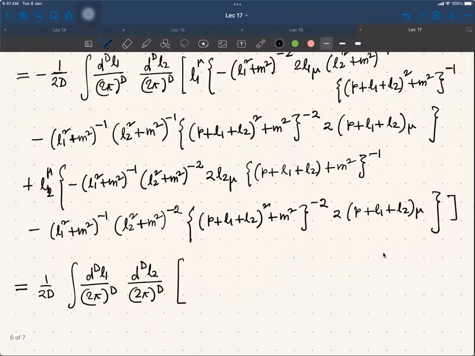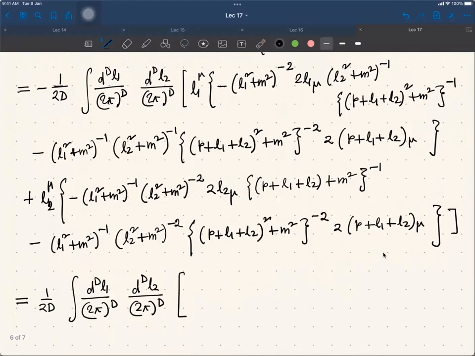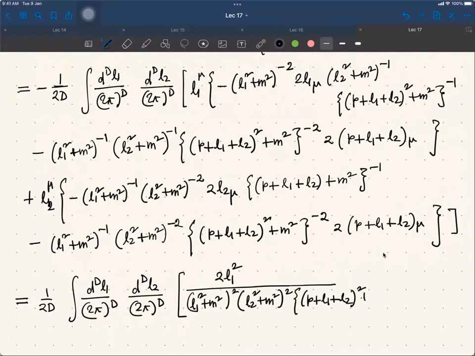So the first term that we get is this one, which will be 2L1 square upstairs. Below we'll have L1 square plus m square. So this is 1.